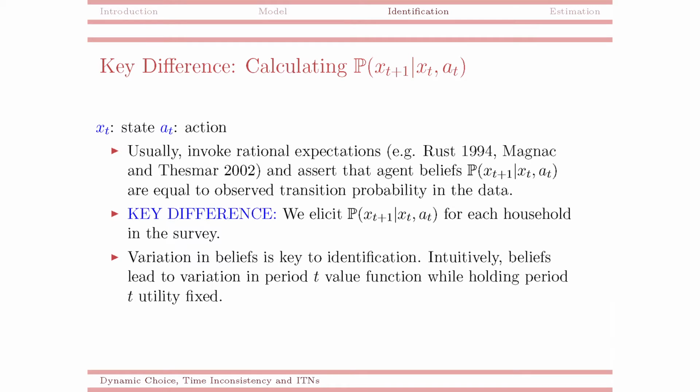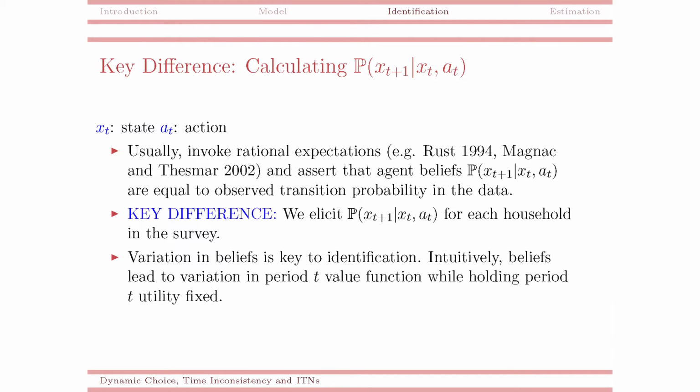So we're going to obtain household level variation in these beliefs, and that's going to be key to identification. Intuitively, what's going to happen is that these beliefs are going to lead to variations in the period t value function while holding all of the state variables and the other elements of the period t value function fixed. And that's really going to be the key behind the first argument in the identification step.